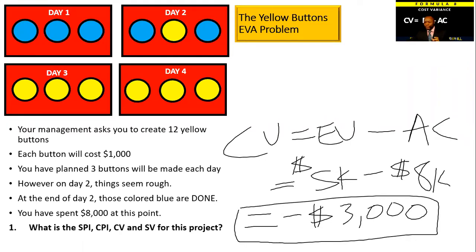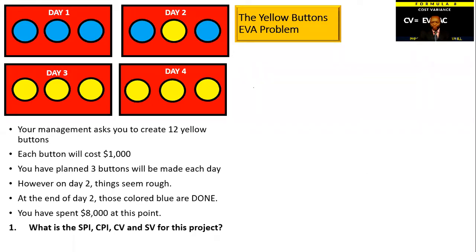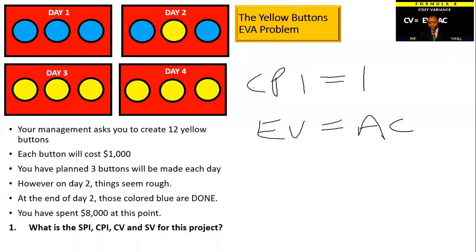Now, in previous episodes, I showed you the breakdown of the schedule variance, schedule performance index, and all that. But what do these numbers really mean? We're going to talk about that right now. If you have a cost performance index equal to 1, what this means is your earned value is equal to actual cost, because the CPI is EV divided by AC. And that means EV and AC are equal. Anytime EV and AC are equal, CPI is 1.